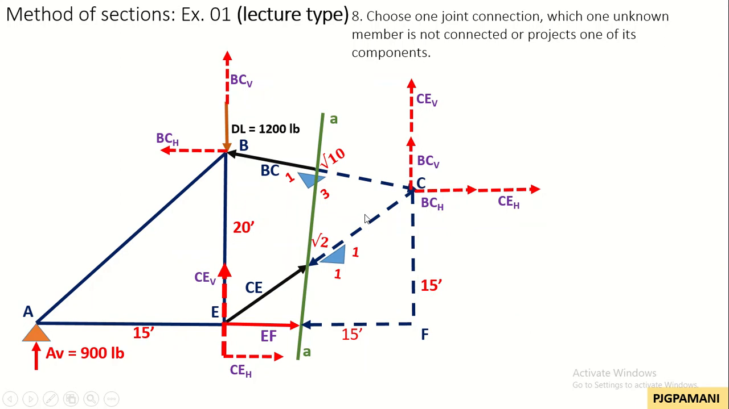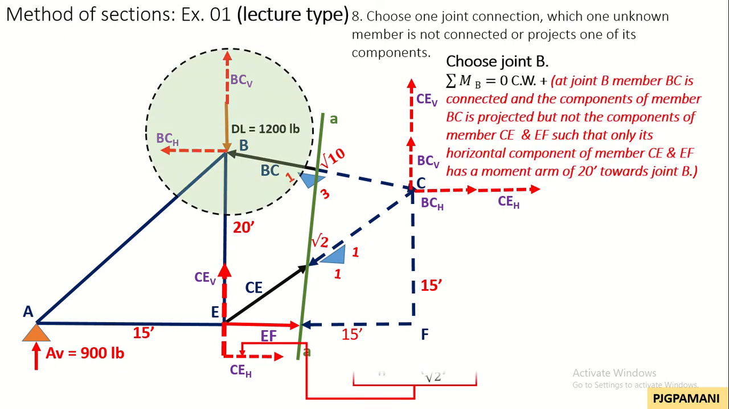In continuation to our previous lecture, we move now to joint B. At joint B, member BC is connected and the components of member BC are also projected, but not the components of member CE and EF, such that only the horizontal components of member CE and EF have a moment arm distance of 20 feet towards joint B.